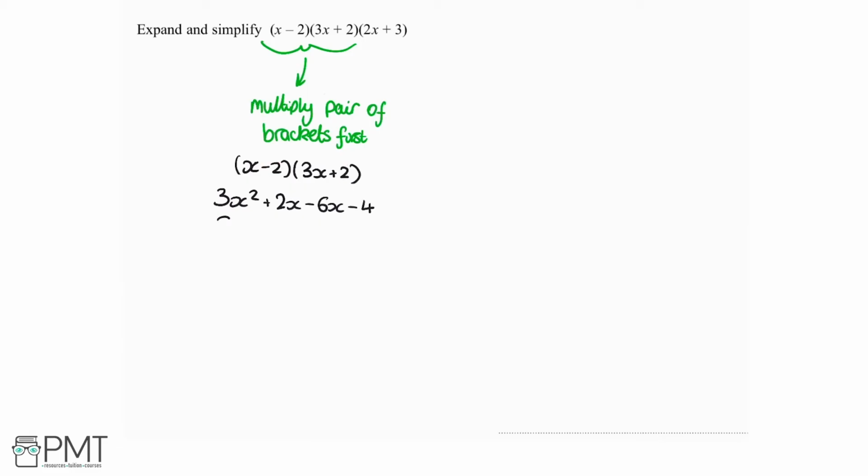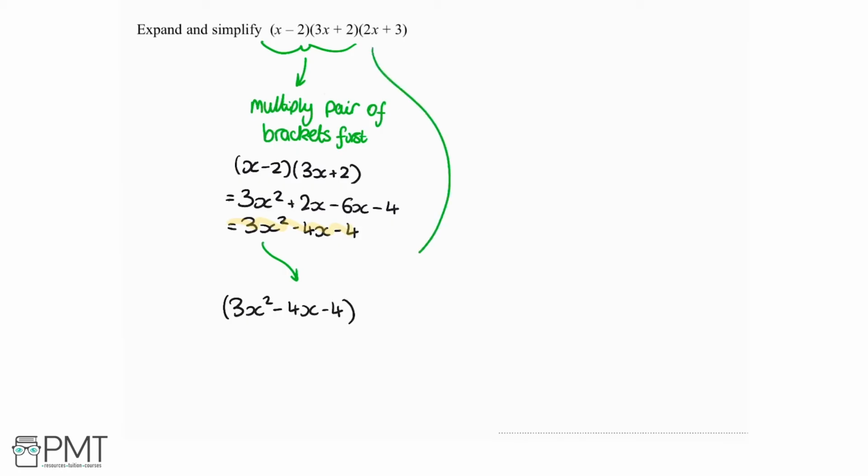So tidying this up a bit, we're going to have 3x squared. But we can see here we've got a 2x and a minus 6x, so they're both in terms of a single x, and we can collect the terms together. 2x minus 6x gives us minus 4x. And we're still going to have our minus 4 constant on the end. So now we're going to put that in a bracket itself: 3x squared minus 4x minus 4. And then we bring down our remaining bracket.